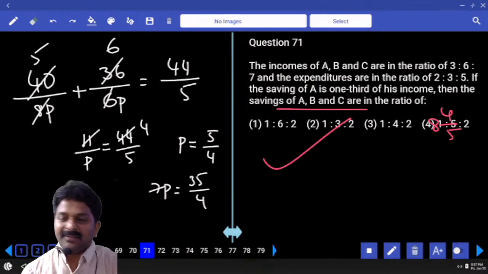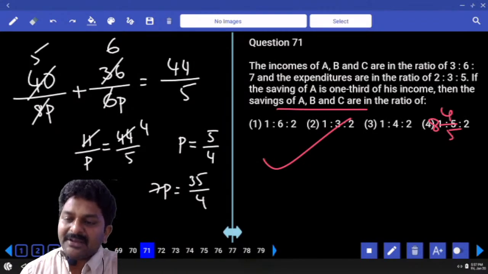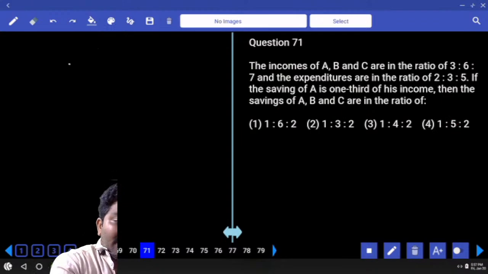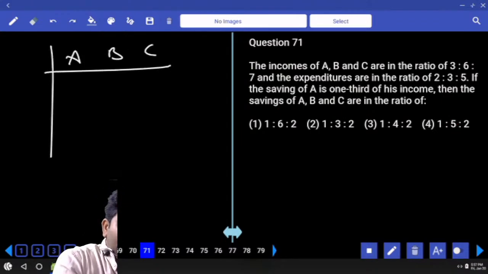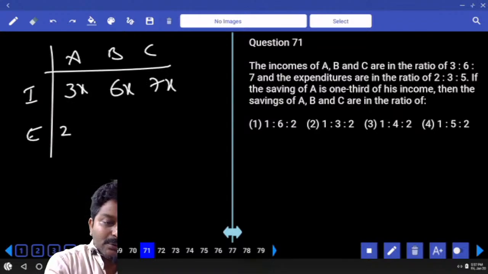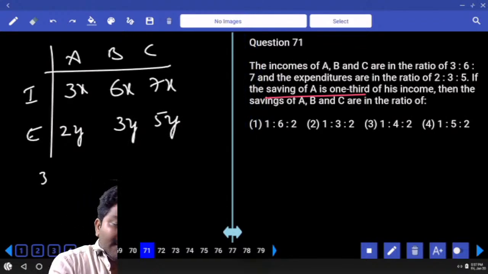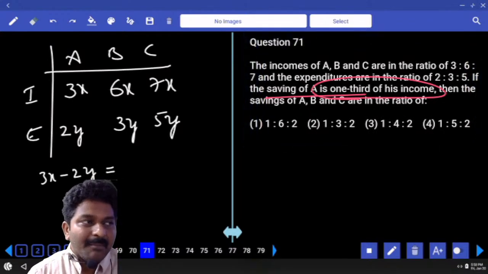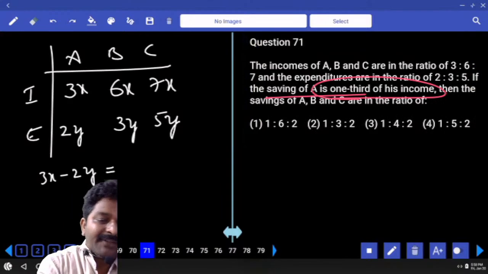The incomes of A, B, C are in the ratio 3:6:7, expenditures are in the ratio 2:3:5. Savings of A is 1/3 of his income, then savings of A, B, C. Okay, now we have A, B, C, income, expenditure. Income's ratio 3, 6, 7: 3x, 6x, 7x. Expenditures are in the ratio 2, 3, 5: 2y, 3y, 5y. Savings of A, income minus expenditure, is 1/3 of his income. How much is A's income? 3x. 1/3 of that, x.